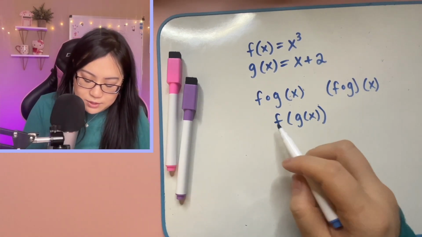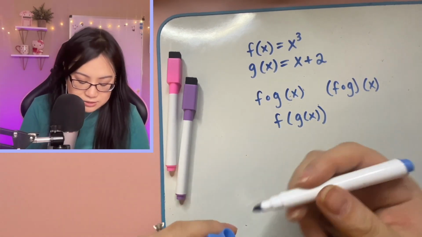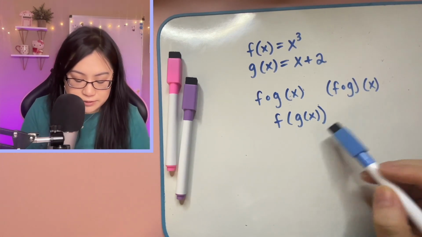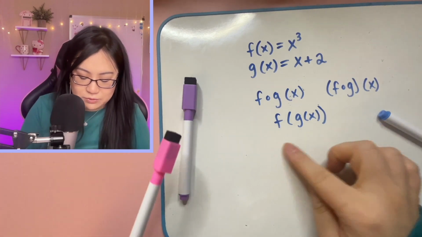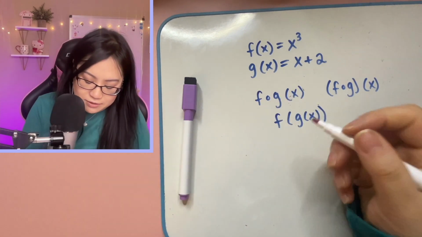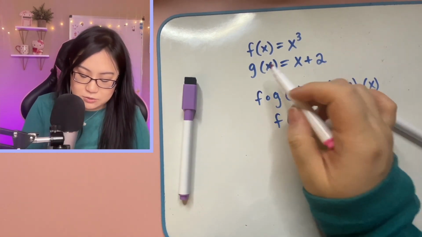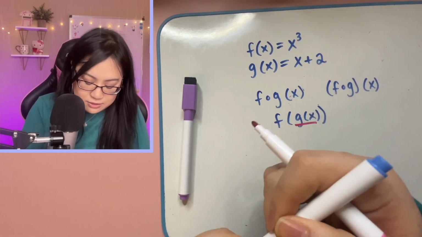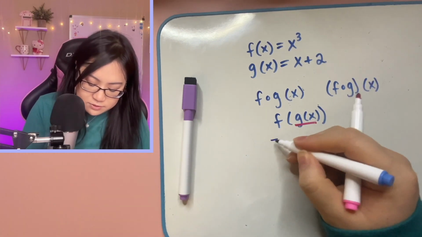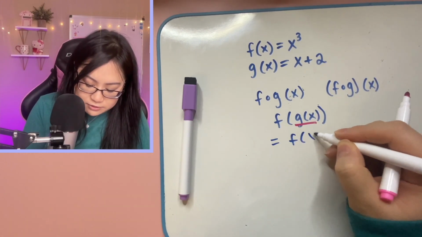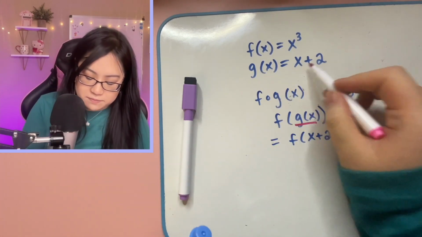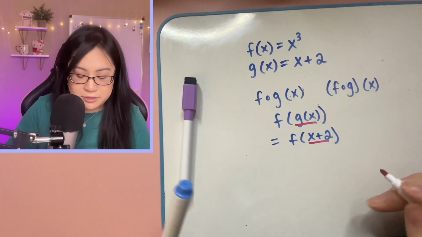But they're all read as f of g of x, f of whatever. So in this case, what this means is I start with this innermost function. I have g of x. So let's just work out this example here. I have g of x. So g of x is x plus 2. So I go ahead and put that in. So I have f of x plus 2.